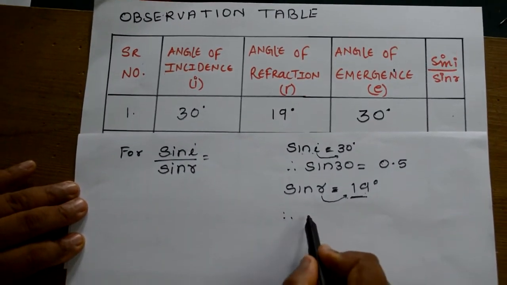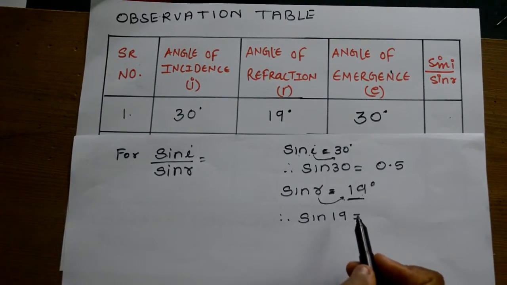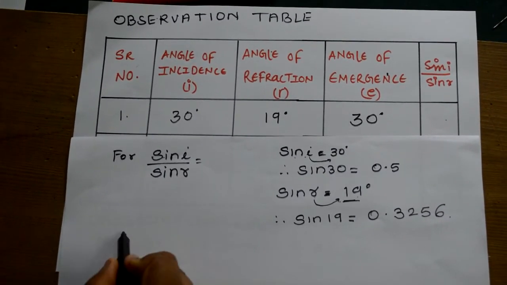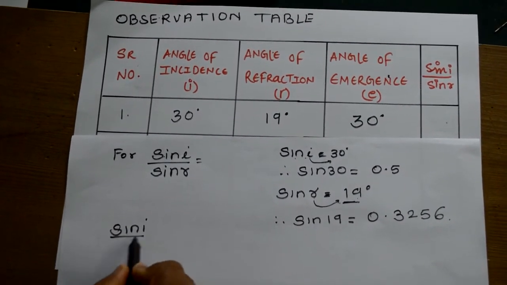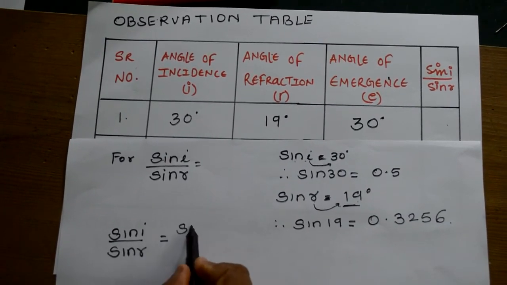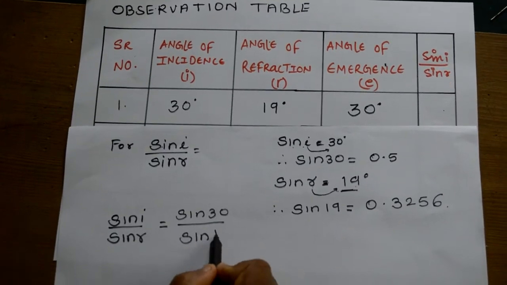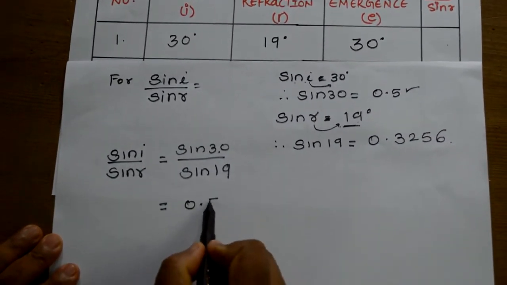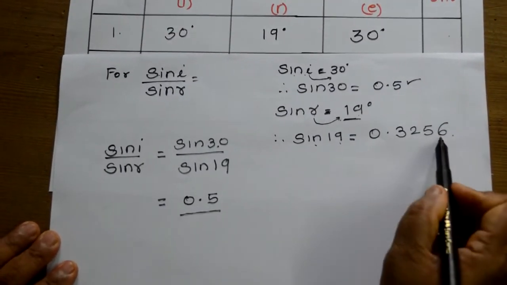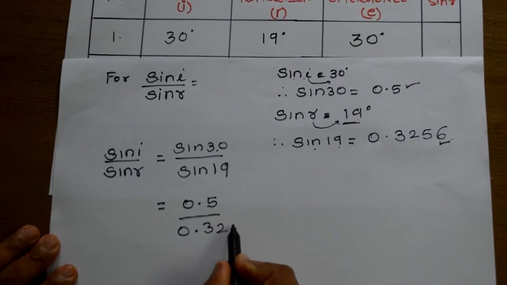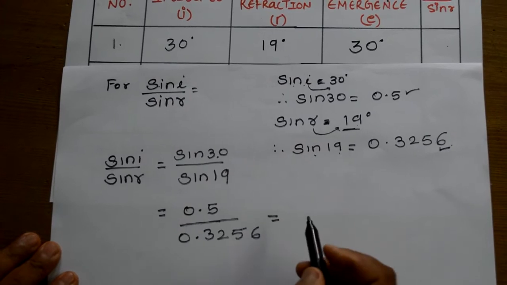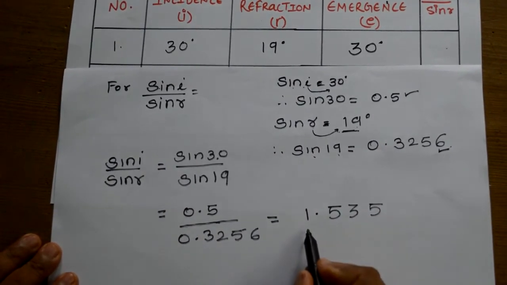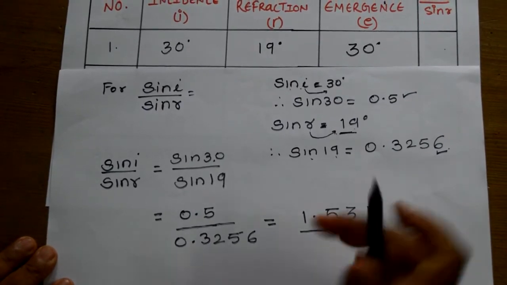So the value of sin 19 is 0.3256. When I place the values to find sin I upon sin R, which is sin 30 upon sin 19, I get 0.5 upon 0.3256. When we divide, the answer we get is 1.535. This is the refractive index of the glass slab when the angle of incidence is 30 degrees.